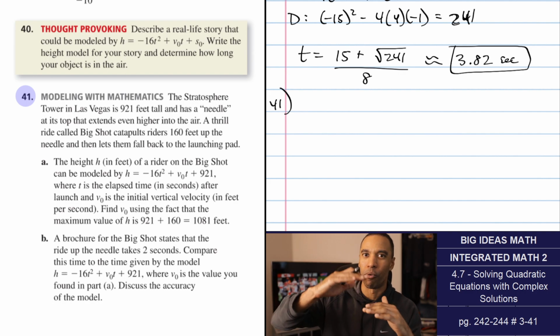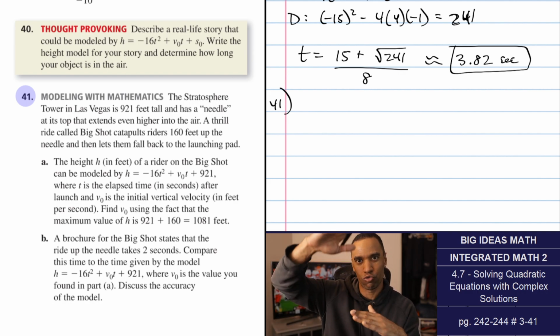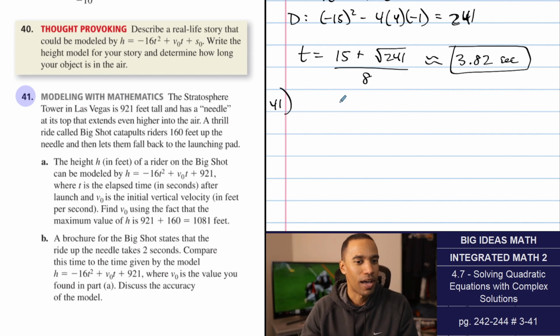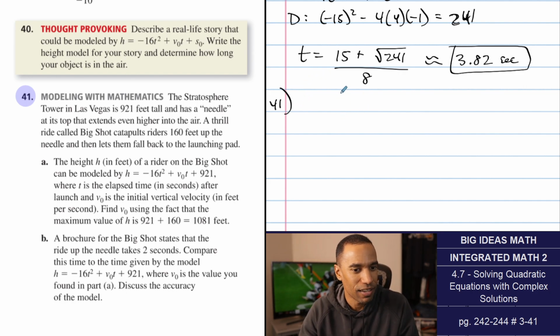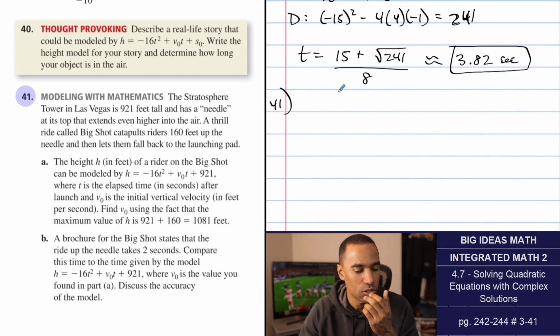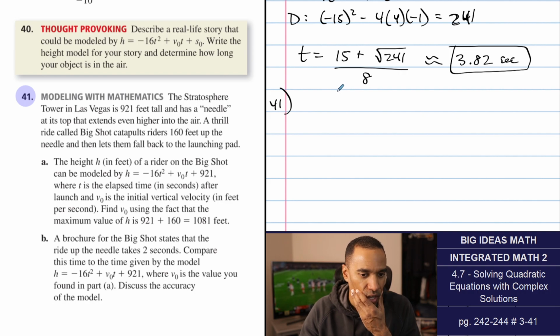It does a little bit more. It has motorized parts, but that's okay. Pretend like it has gravity take hold. They give you information. The height of the rider can be modeled by this, with initial velocity in feet. Find v naught using the fact the maximum value of h is 921 plus 160 equals 1,081 feet.